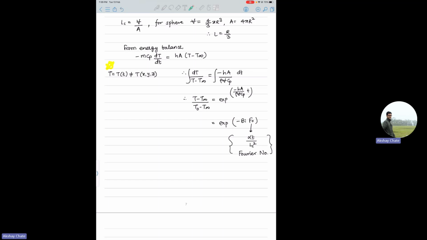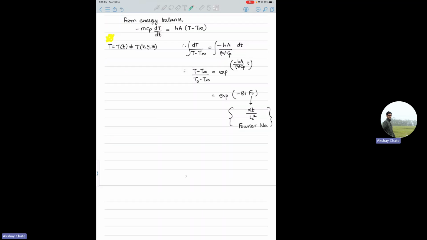Yeah, and the other thing that you should know is something called the time constant. It's nothing but what multiplies the time term in the temperature formula. So it will be nothing but rho V cp by hA.